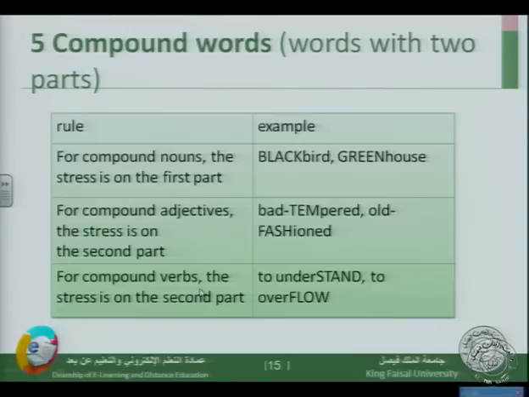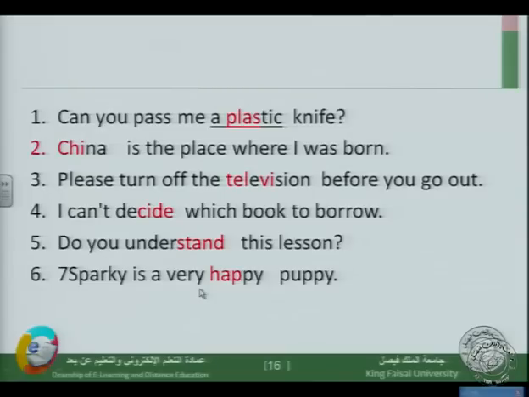For compound adjectives, here we talked about nouns, whereas for adjectives, the stress is on the second part. Bad-tempered, old-fashioned. Okay? For compound verbs, the stress is on the second part. This is for verbs. Notice, to understand, understand, overflow. So the stress should be on the second part. So this is what we have for compound words.